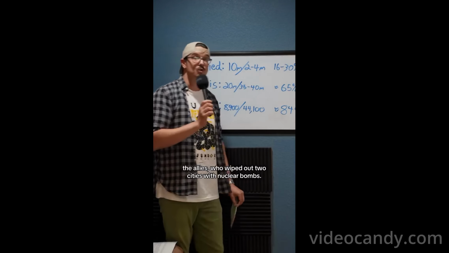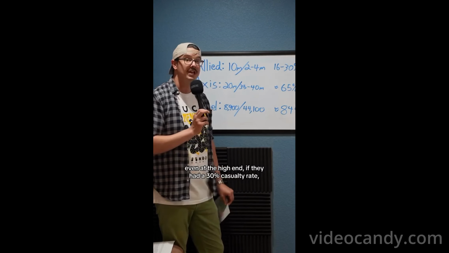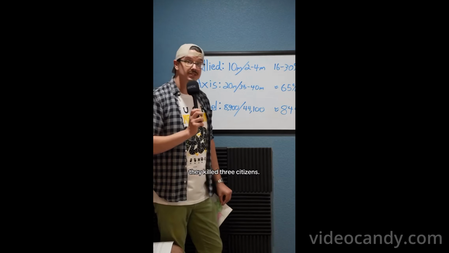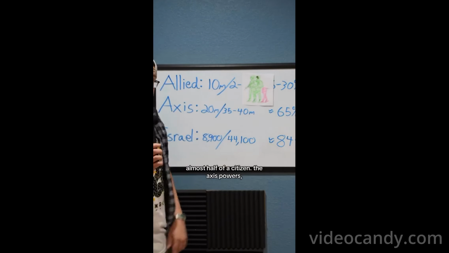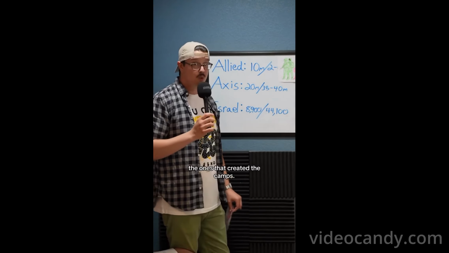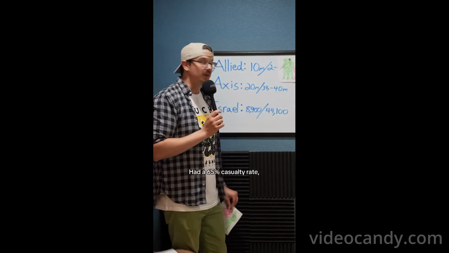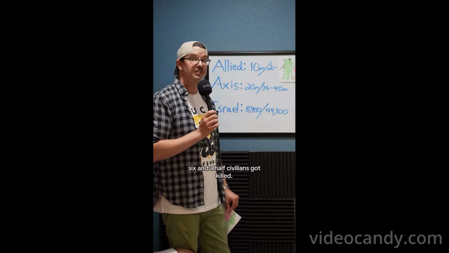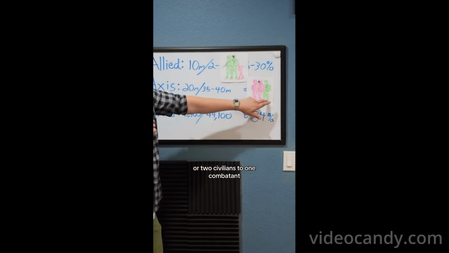The Allies, who wiped out 2 cities with nuclear bombs, even at the high end, if they had a 30% casualty rate, that means that for every 7 combatants that they killed 3 citizens. Or for every 2 combatants, almost half of a citizen. The Axis powers, the ones that created the camps, at a 65% casualty rate. That means that for every 3.5 combatants they killed, 6.5 civilians got killed. Or 2 civilians to 1 combatant.